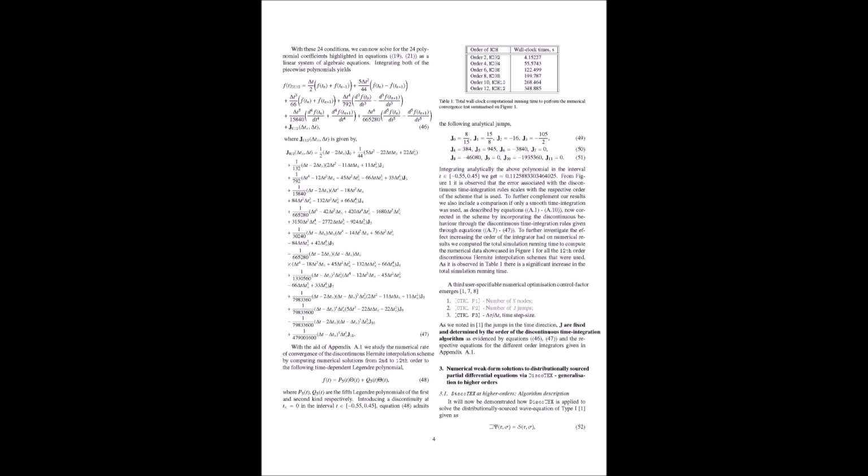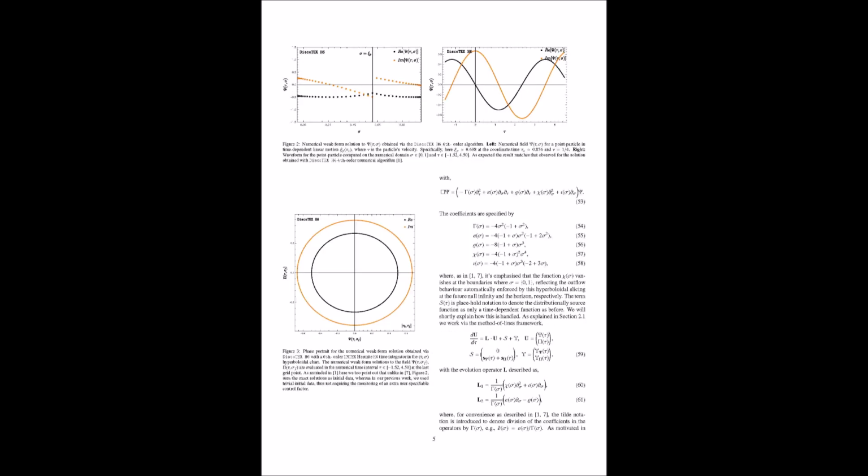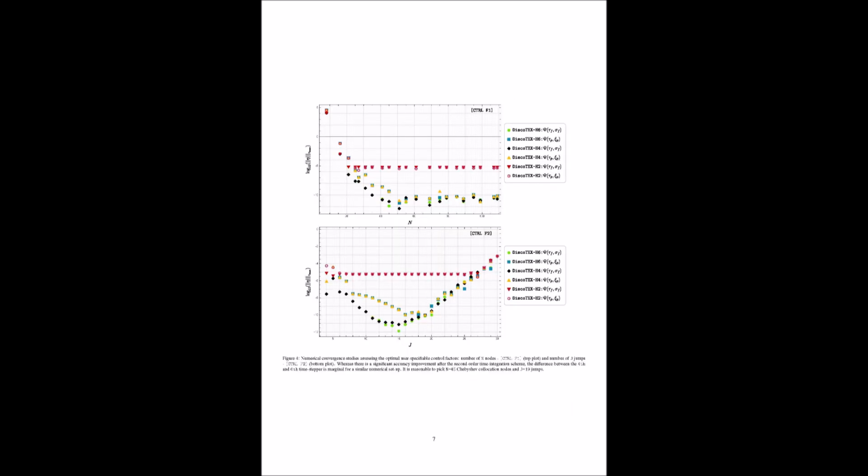Exactly. Then they look at those other 2 control factors, N and J. They fix a particular time step size and vary the number of nodes and the number of jumps, seeing how the relative error changes. They discover that using N 45 and J equals 19 gives them an optimal implementation for DiscoTEX H6. So they're really digging into the details to find the best settings. Oh yeah, they're being very thorough.